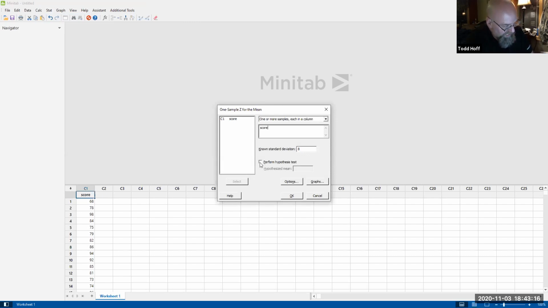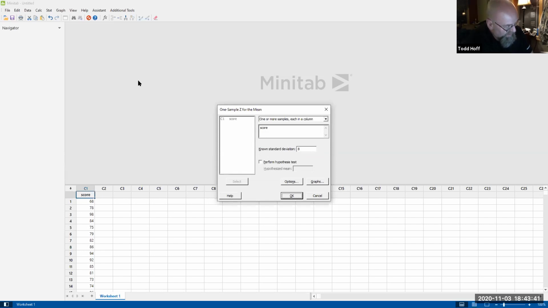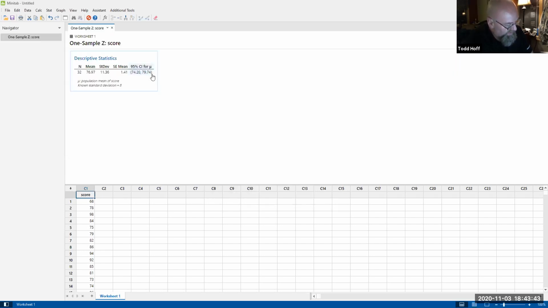If we were performing a hypothesis test, we would check that box. For right now, we're not doing that, so we're going to leave it. Click Options. This is where we set our confidence level. We're going to leave it at 95%. Now, if we're hypothesis testing, we would adjust this. But for a confidence interval, it's always that middle option, the not equal to. So we hit OK there and OK again. And we get that confidence interval, 74.20 to 79.74.